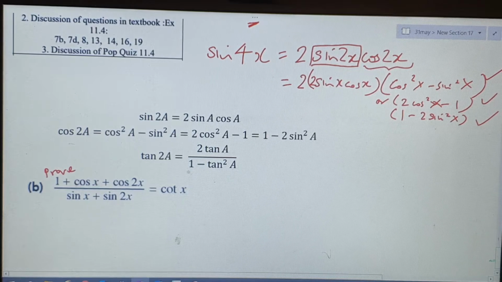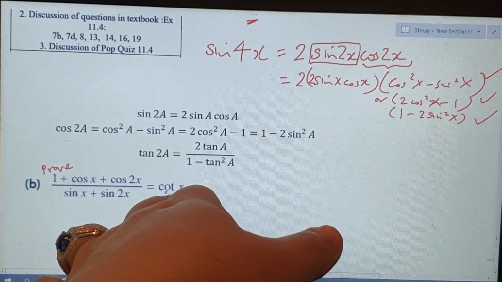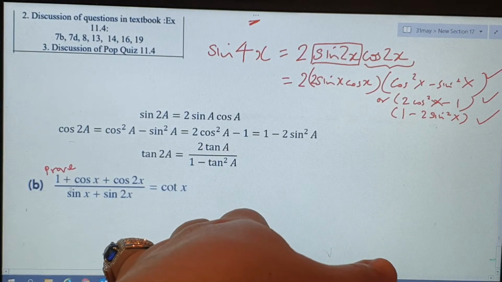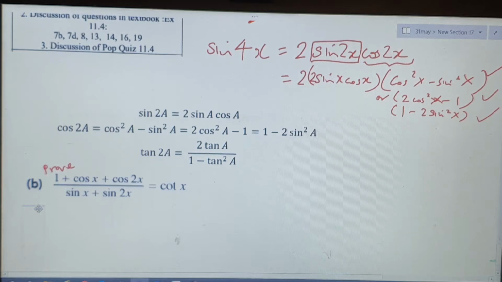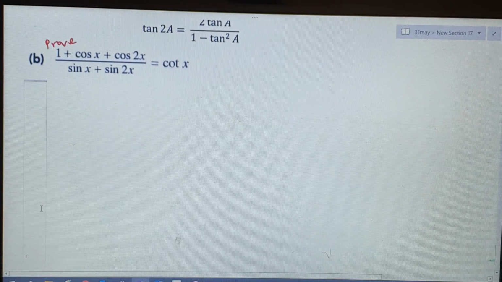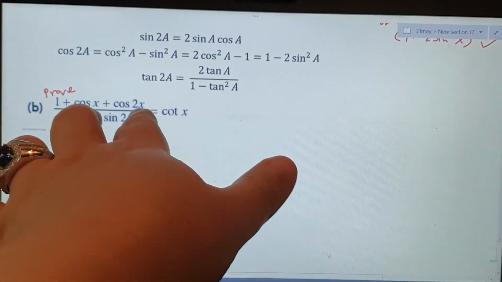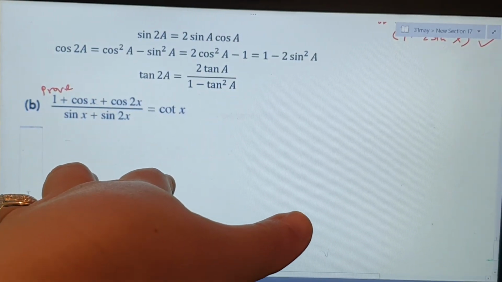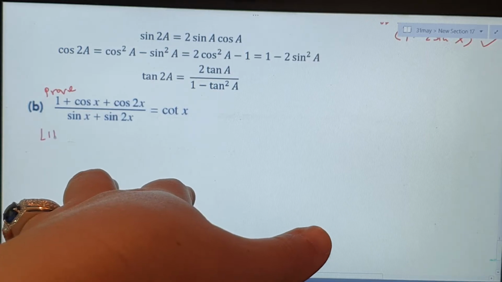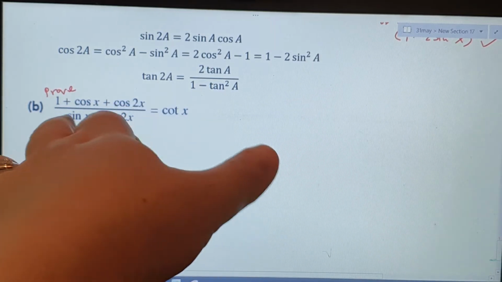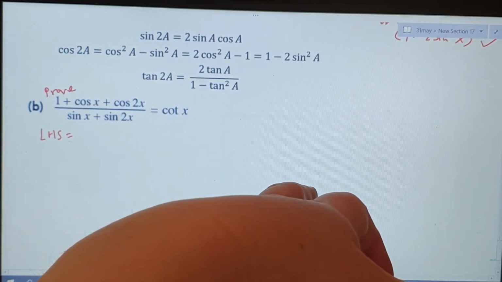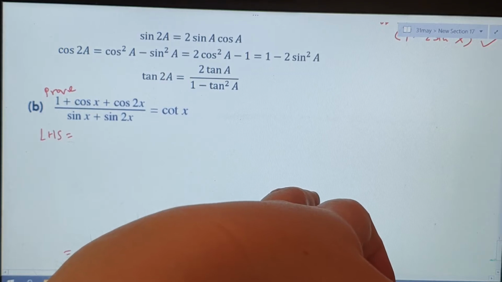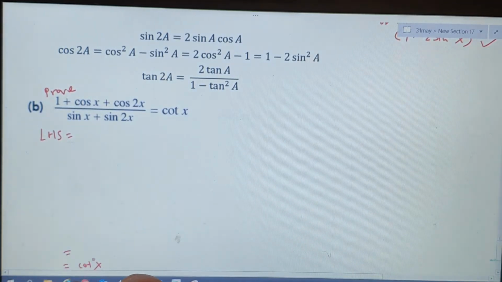Notice that the right hand side is made up of only cos over sine, because cotangent is cos over sine. So you must have what I call the end in mind. In the end, this left hand side must be equal to your right hand side, which is cotangent x. But cotangent x you learn from before your end of year exam.